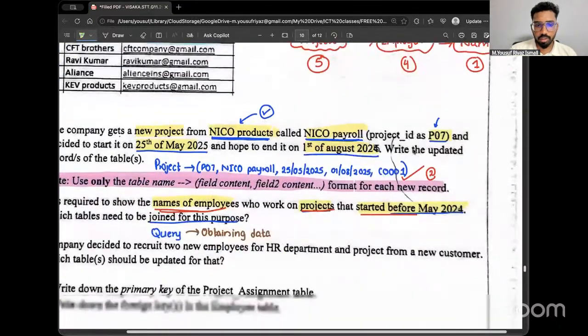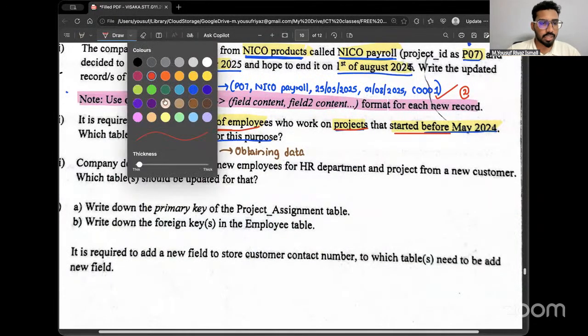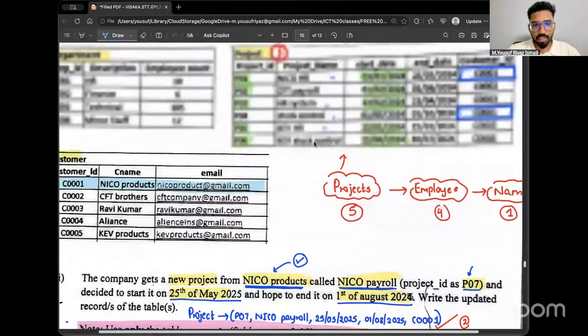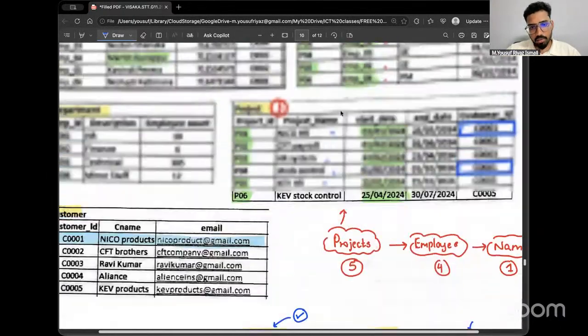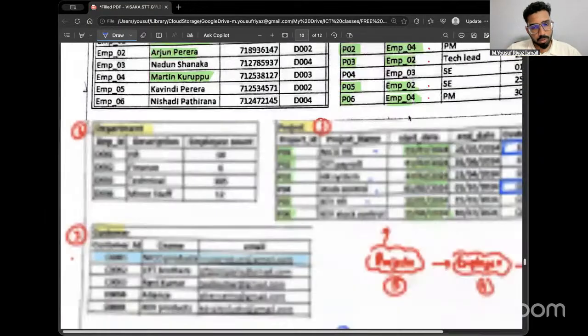So order is not important in the question, but you all have to know the idea that you can't just randomly write these answers. Writing the answer, order is not important, but I'll write in the correct order. First, we are going to go to the project table. Second, we are going to go through the project underscore assignment table. And third, we are going to go through the employee table.